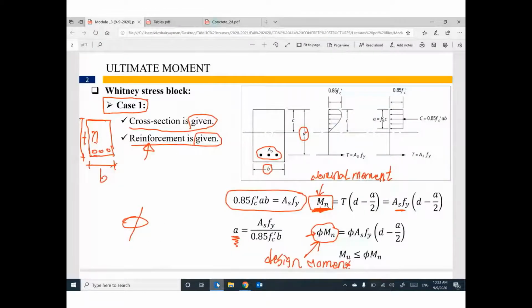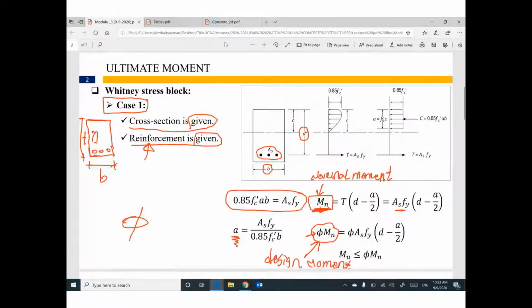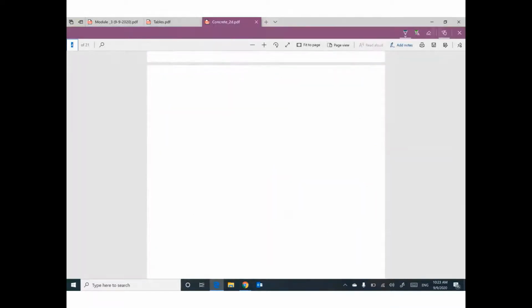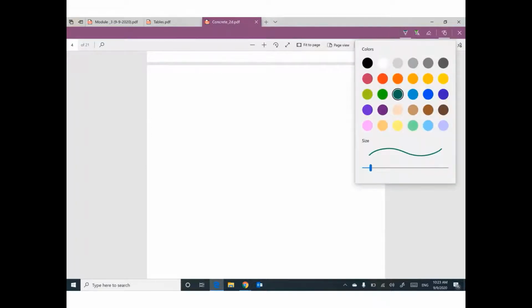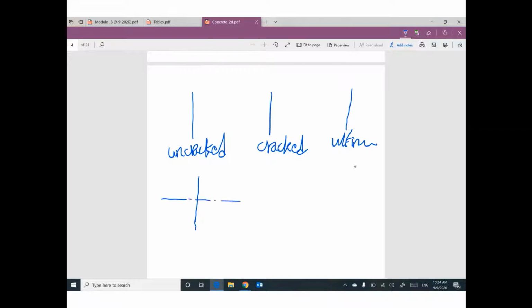Who is asking? Roberto, do you remember last week, I think, I told you we have 3 stages of concrete. The first one, uncracked. The second one, cracked. The third one, ultimate stage. Do you remember? If you go back to your notes for last week, we have the neutral axis for ultimate. I'm talking about this stage.